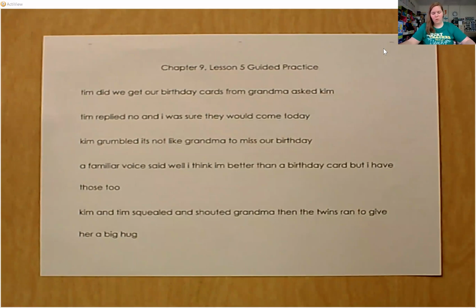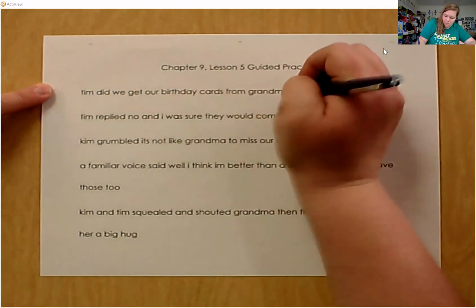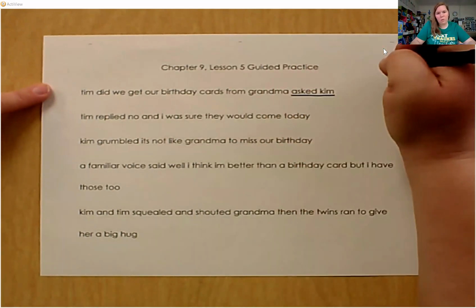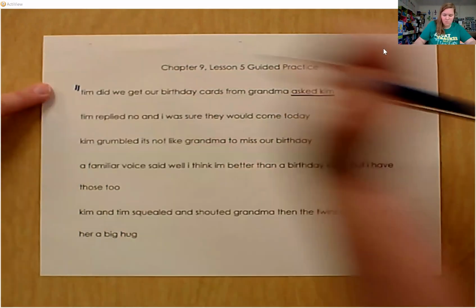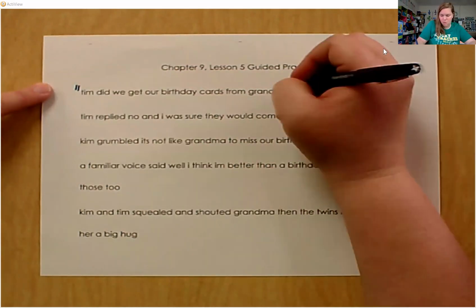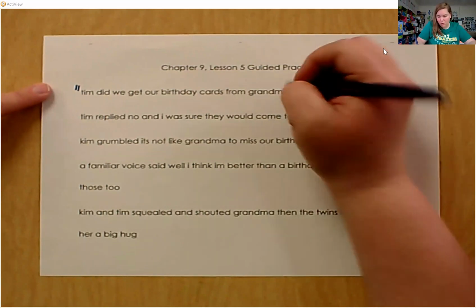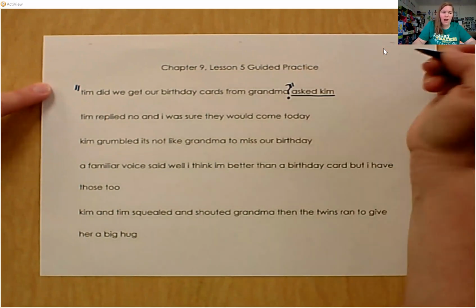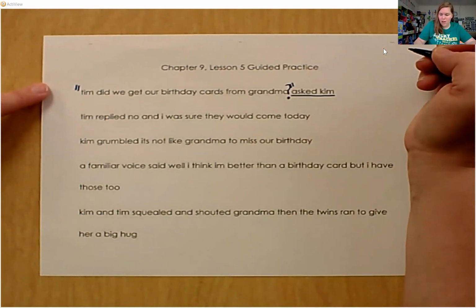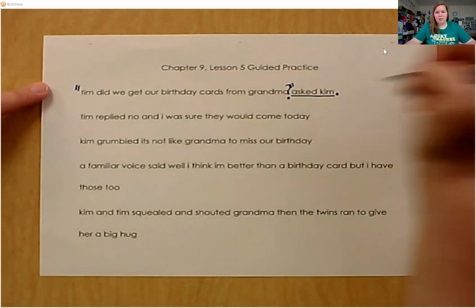Okay? So we have in the first line, Tim, did we get our birthday cards from Grandma? Asked Kim. What are the introductory words? Asked Kim. Very good. The explanatory words are asked Kim. So we underline that. That means the quote is, Tim, did we get our birthday cards from Grandma? Now, that is a question. So we're going to end with a question mark inside the quotations. And then at the end of the sentence, we'll put a period.